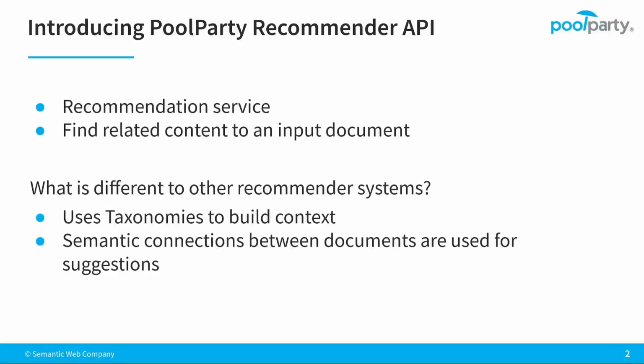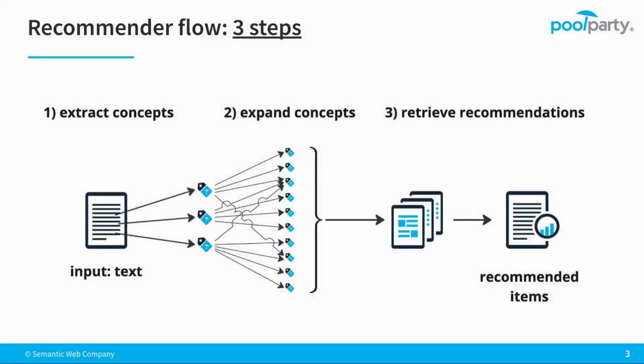So as you might have guessed, it's a recommendation service and it offers an API that helps you find related content to an input document. And what is different about it when comparing to other recommender systems is that it uses taxonomies to build a context around your input document. And it can then create semantic connections between your input document and the documents stored in our graph search index and give you relevant suggestions.